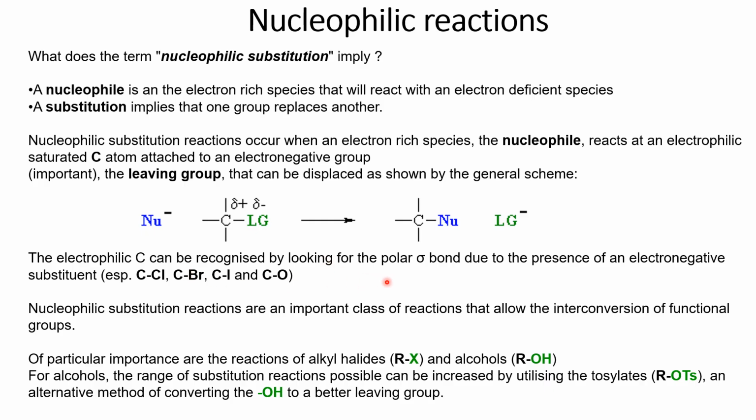can be recognized by looking for the polar sigma bond due to the presence of an electronegative substituent, especially C-Cl, C-Br, C-I, and C-O. Nucleophilic substitution reactions are an important class of reaction that allow the interconversion of functional groups. Of particular importance are the reactions of alkyl halides, that is RX, here R stands for alkyl, X stands for halide, and alcohols, ROH. For alcohols, the range of substitution reactions possible can be increased by utilizing the tosylates, that is OTs, an alternative method of converting OH to a better leaving group.